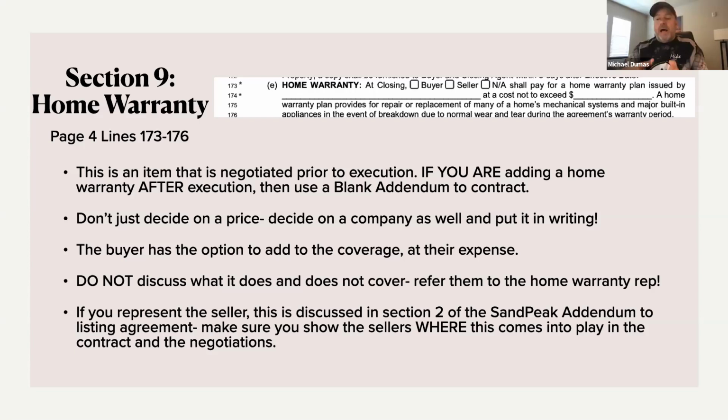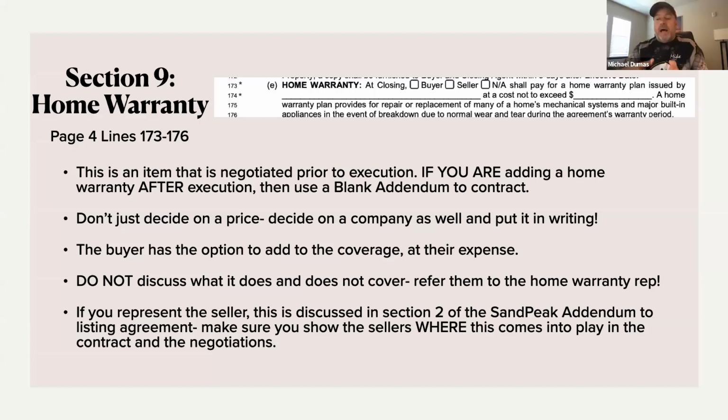Don't, because again, you're just setting yourself up for an errors and omissions claim, or you could be buying a new refrigerator if you don't say it right, or AC. So again, don't ever make the assumption that it covers something. Just say, hey, a home warranty is designed to protect the systems and help you, just as an extended warranty. Let me get that information to you, and you can discuss with the home warranty company. If you represent the seller, this is discussed in section 2 of the SandPeak Addendum Listing Agreement. It actually asks them if they're going to provide a home warranty.